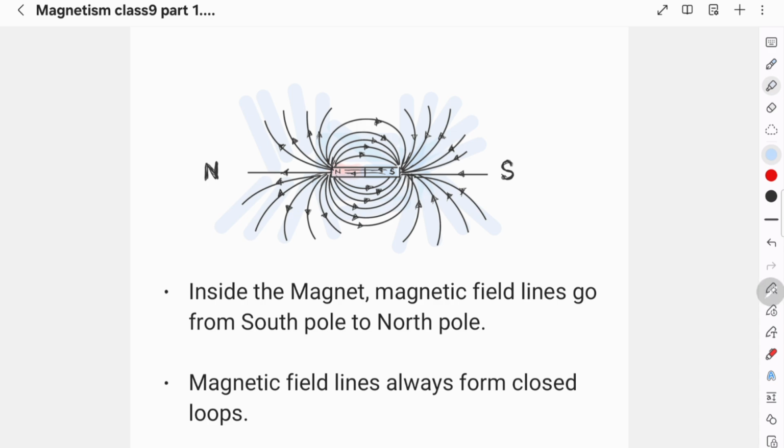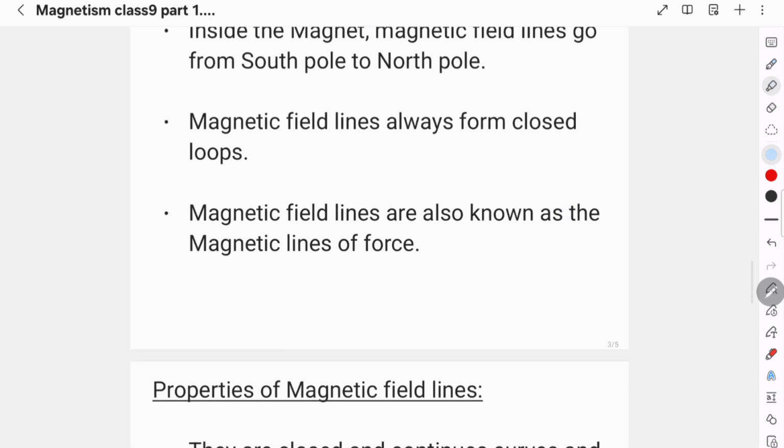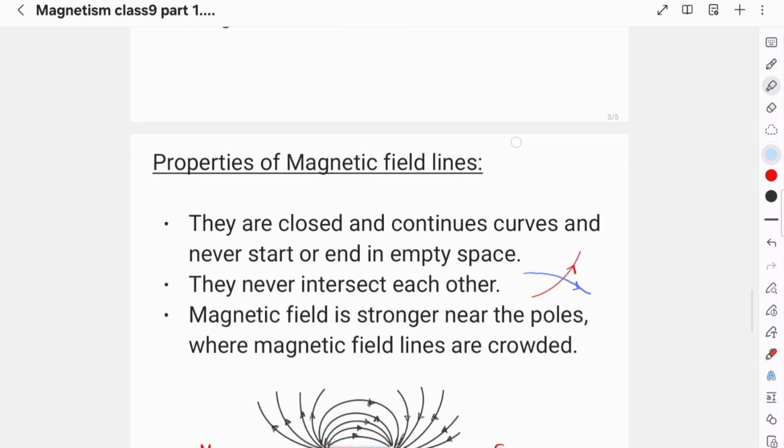Okay, the magnetic field lines always form closed loops. You can see the loops around the magnet. These are the closed loops which the magnetic lines are forming. Magnetic field lines are also known as the magnetic lines of force. Okay, so what are the properties of the magnetic lines?